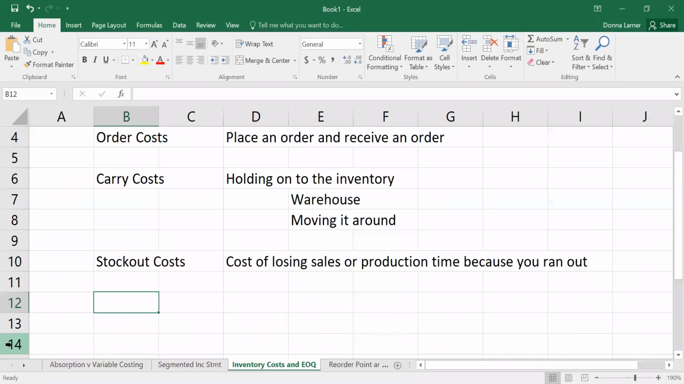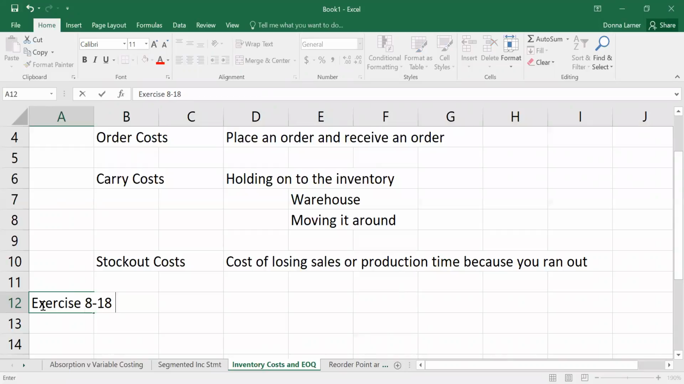We're going to talk about all those costs as we go along and use them to help us figure out exactly how much we should order and when we should order. So the first thing you're going to do is figure out all these costs. What are order costs? What are carrying costs? And so on. And to do that, we're in the same zone we were before, looking at exercises on page 369. So let's look at exercise 8-18 on page 369.